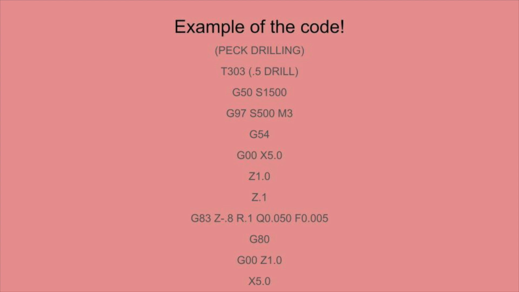For the next line of code, I'm going to be peck drilling with a 1/2 inch drill. You can see the beginning of the code looks fairly similar to the spot drill, and then I get to G83. I have a different depth, and then I have a Q value in for my pecking and a different feed rate value.